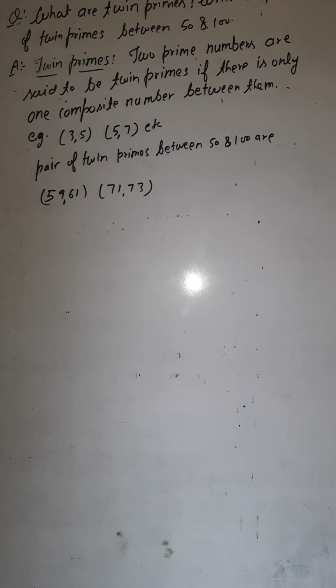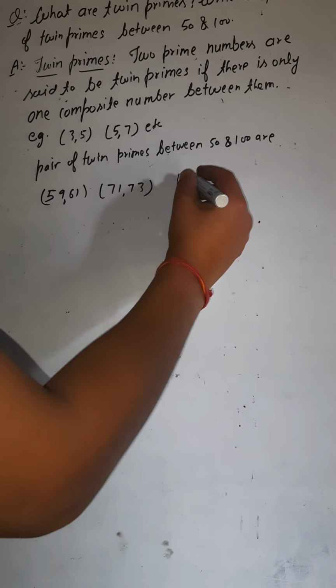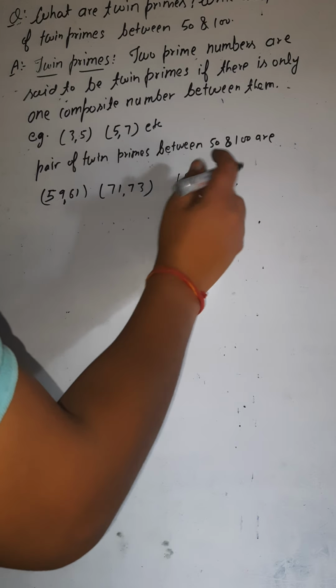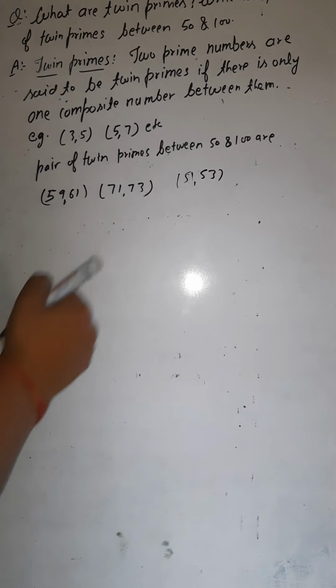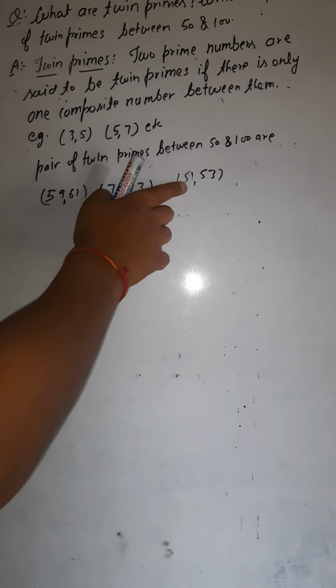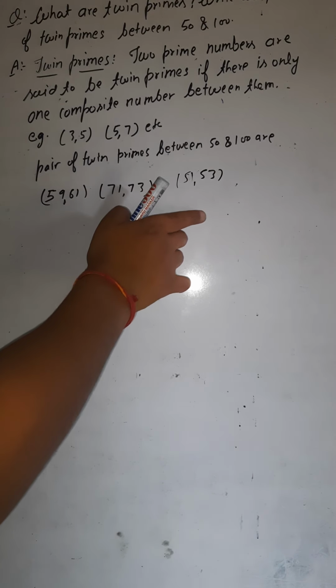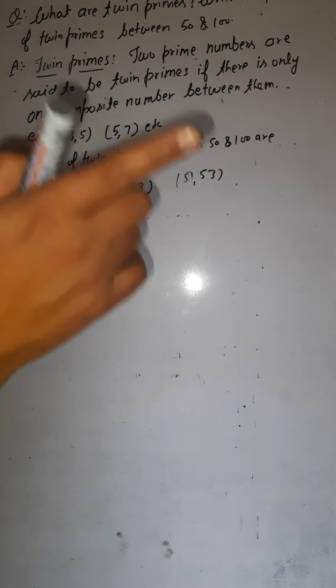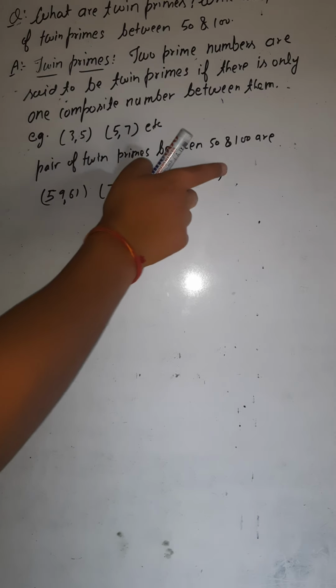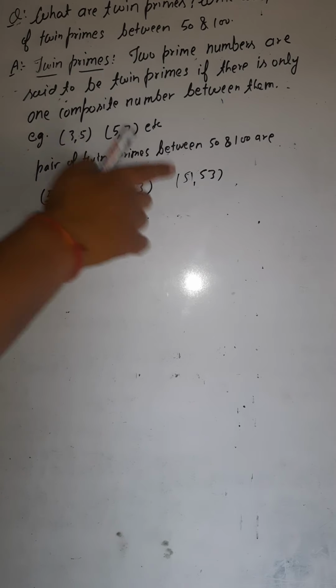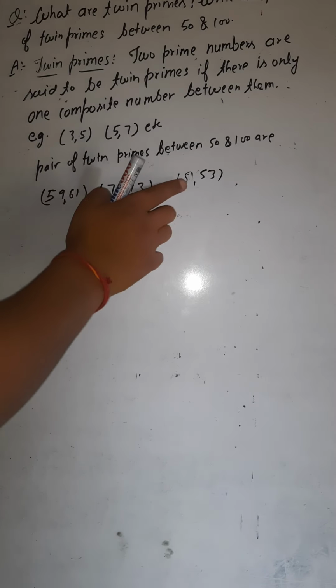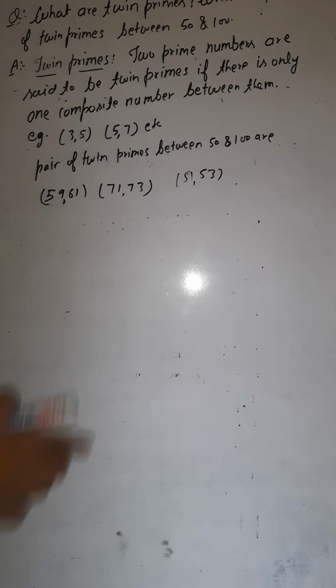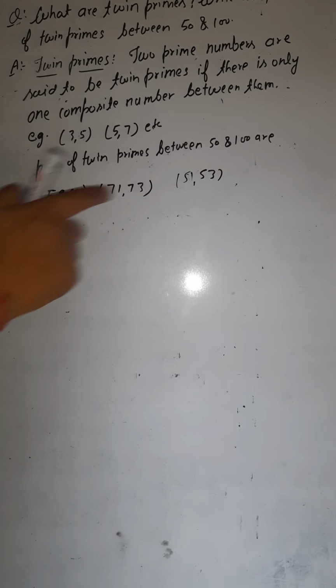Yes, 51 and 53 could be a set of twin primes. Just tell me an example: 51 and 53, more than 50. Between 51 and 53 there is 52. So 52 is a composite number. But 51 is not a prime number. Both the numbers should be prime numbers, then you would call these numbers twin primes. Here 51 is not a prime number, so you cannot write 51 and 53 as a set of twin primes.